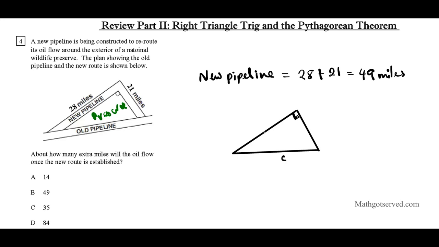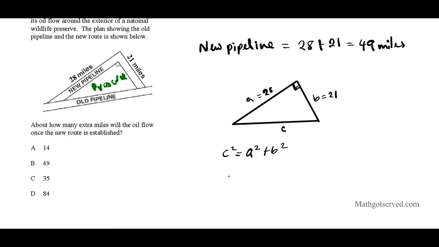I'm going to call this C, and then call this A, which is 28, and then let's call this B. Now, whenever you're using the Pythagorean theorem, it doesn't matter how you label the legs, but the hypotenuse is always C. So you gotta keep that in mind. All right. So C is actually the length of the whole pipeline. So to figure that out, let's write down the Pythagorean theorem. C squared equals A squared plus B squared. So we have C squared equals 28 squared plus 21 squared.